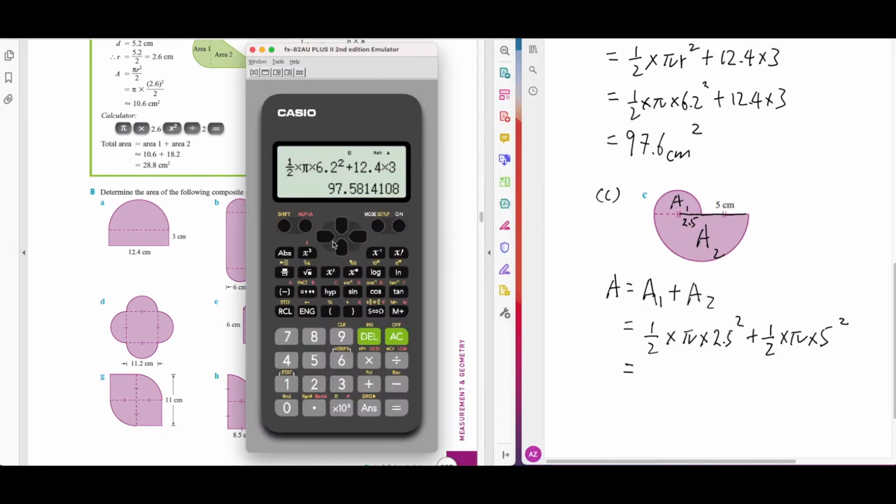So just going to do it again. So half times pi. It's a lot of numbers to type, so make sure you get used to that. Plus half times pi times 5 squared. So you get 49.1, right? Because 1 decimal place. Centimeters squared.